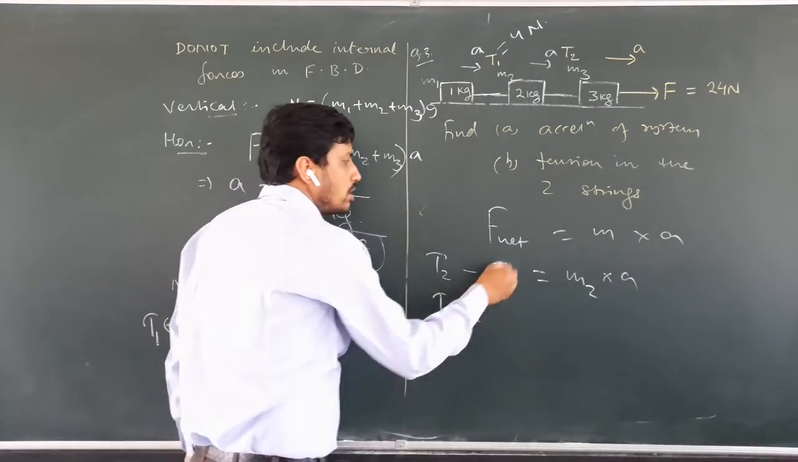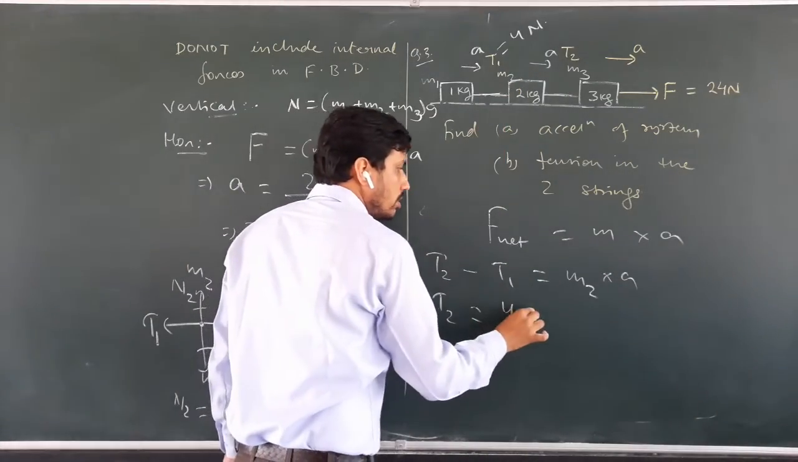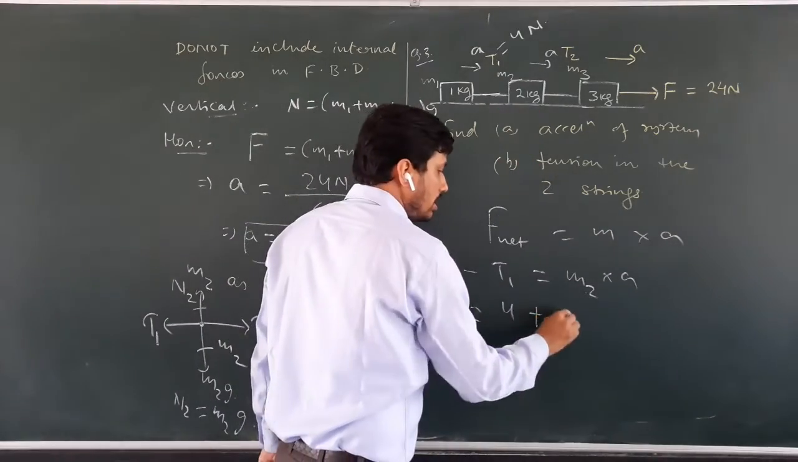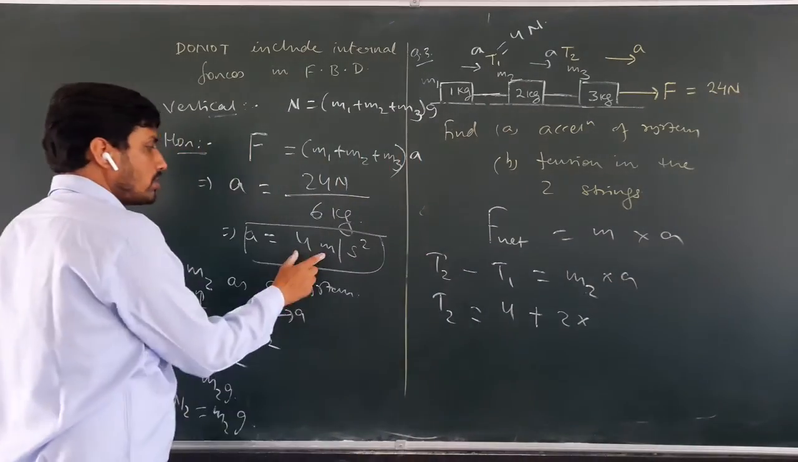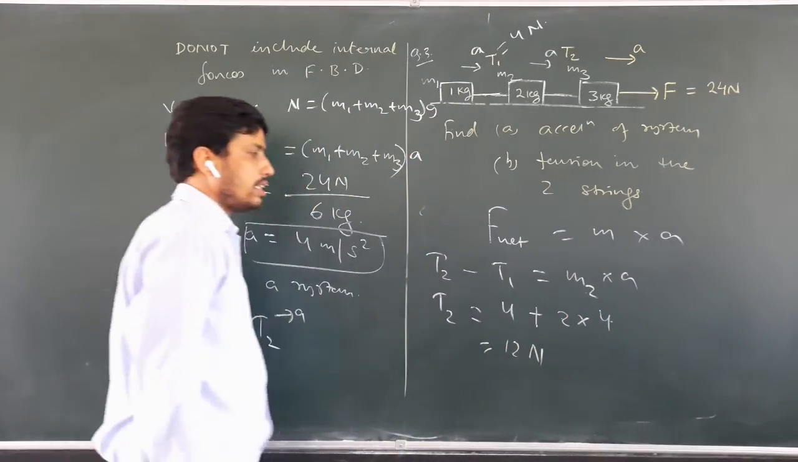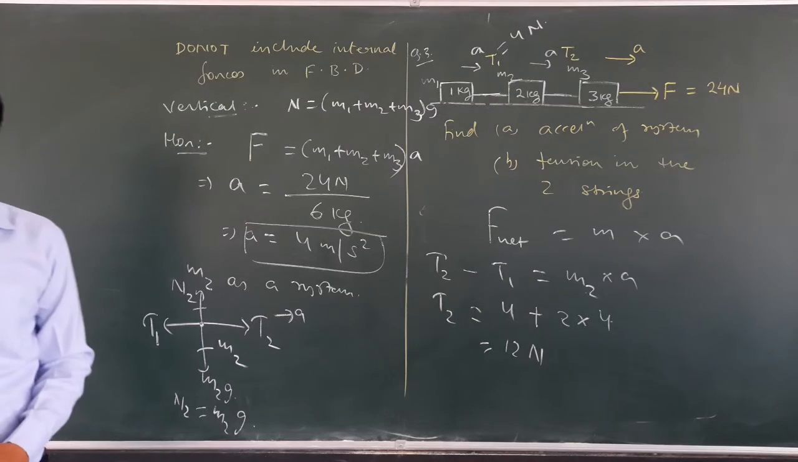So T2 is equal to T1, T1 will go that side, T1 is 4 Newton plus m2a. m2 is how much? m2 is 2 kg. Acceleration a is how much? 4 meter per second square. This gives the answer as 12 Newton.